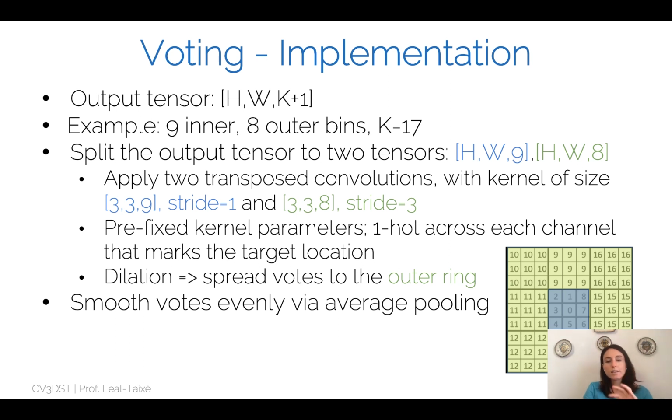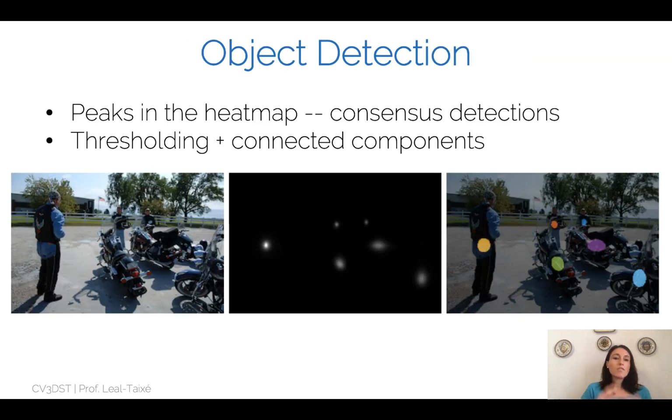Now, this is a more detailed example on the voting, on the implementation, and you're welcome to take a look at home. Now, for object detection, what happens then? This is an example where we have these several objects, motorbikes, person. We cast these votes, and now we detect these peaks in the heat map. And these peaks essentially determine the consensus between different pixels in the image, in the instance, that all have voted for the same center. So by simply thresholding and doing some connected component analysis, we can detect the center for all of these objects.